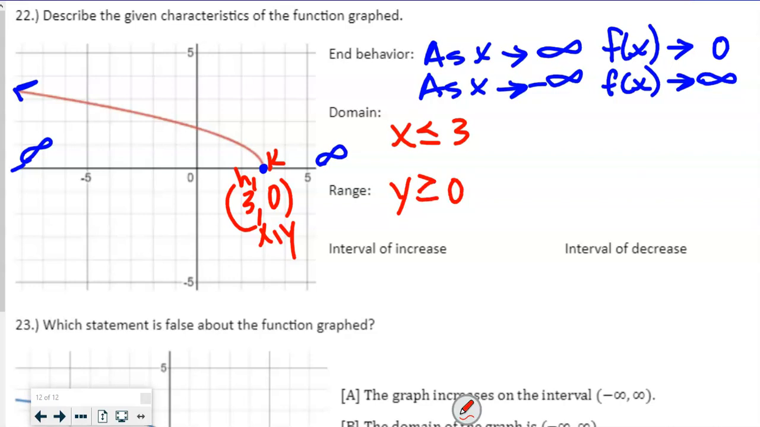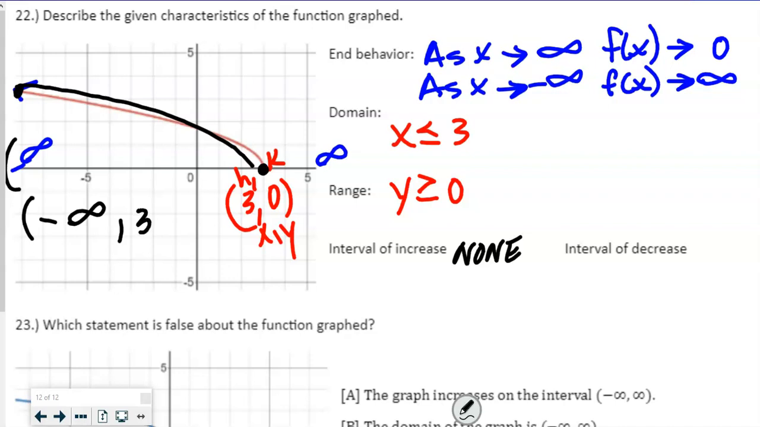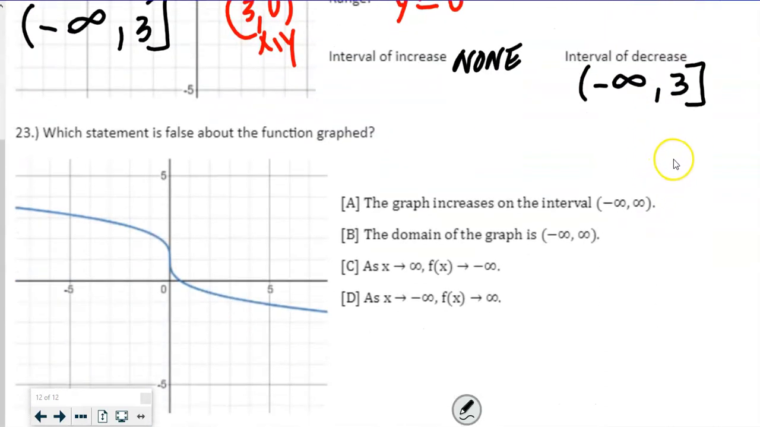Now, what's happening to this graph? We want to jump on this graph over here at the left, and we want to ride it. Was it going up or down? Right, it's going down. So this is none. And the interval of decrease is from out here at negative infinity to where right here? What's this point right here? 3. Yeah, so it's going to be from negative infinity to 3. So from negative infinity to 3. Remember, parenthesis, bracket, okay?